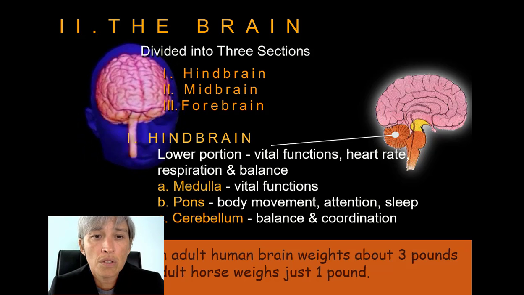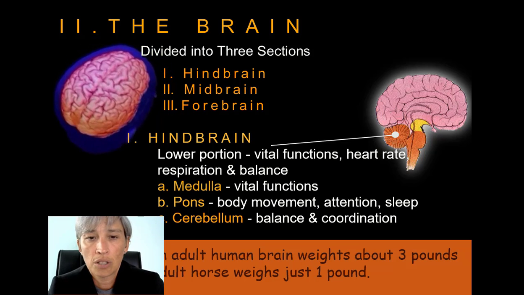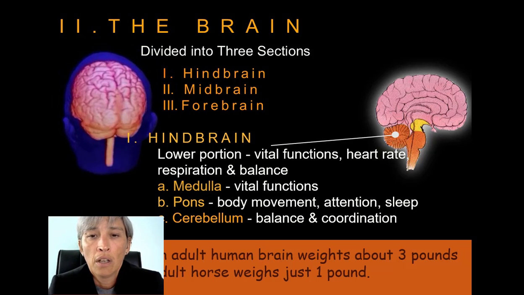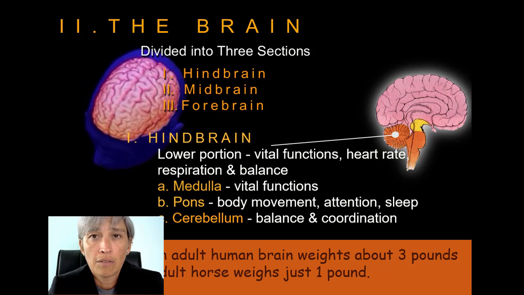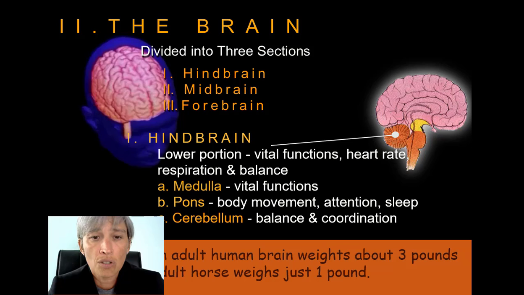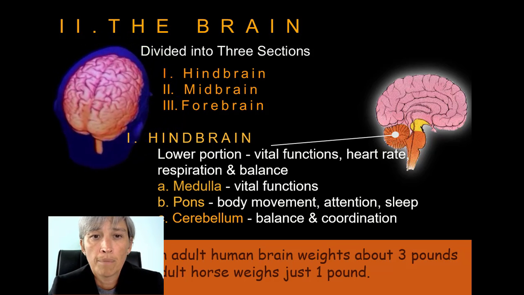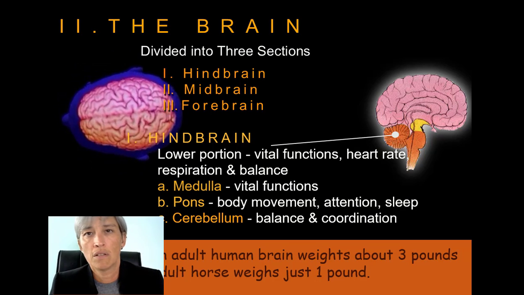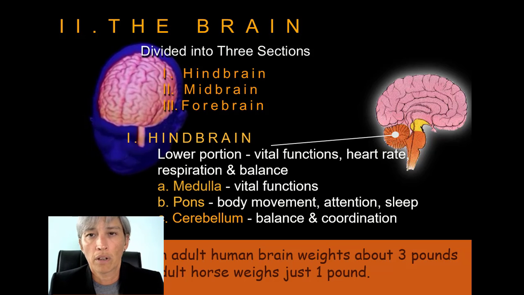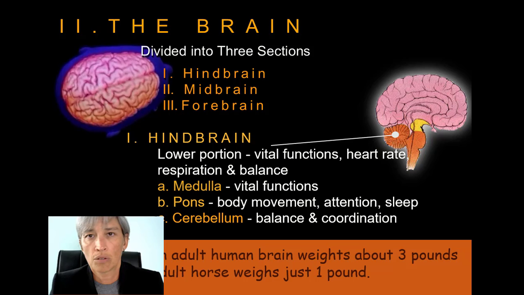And it includes the medulla, vital functions, the pons, body movement, attention, and sleep, and the cerebellum, which coordinates our balance and coordination. So if you are active, if you're one of those kinesthetic learners, you have a cerebellum that is coordinated well. The medulla helps us with things like body temperature and homeostasis, maintaining balance within our body. So those are internal functionings that are essential to development, survival actually.